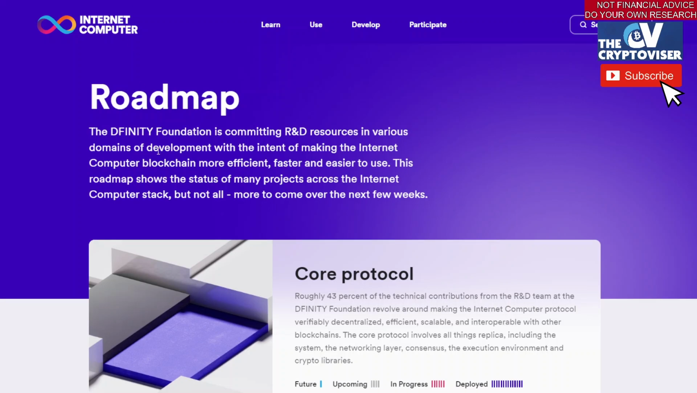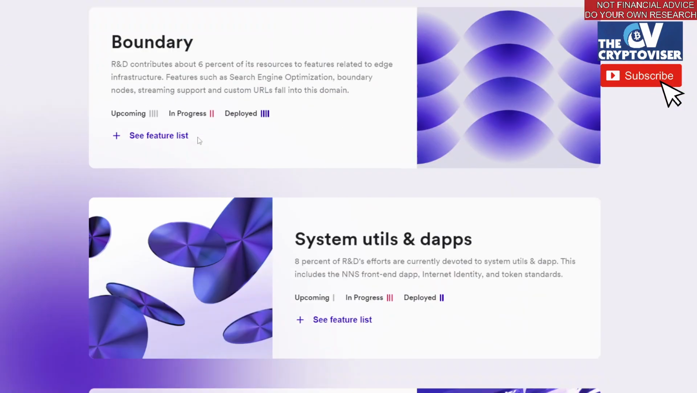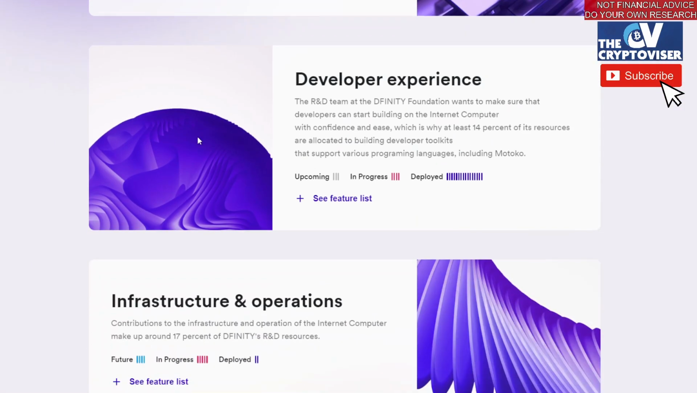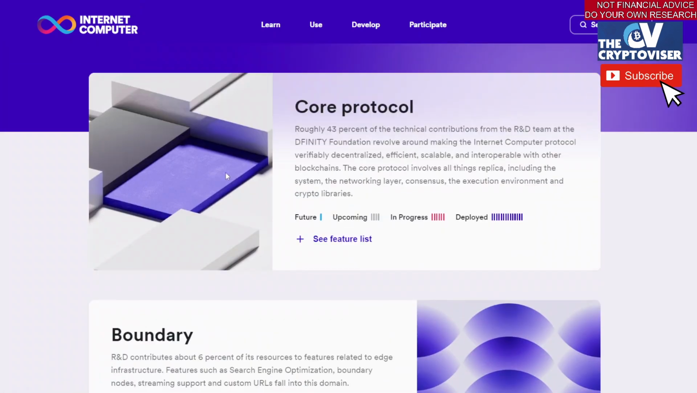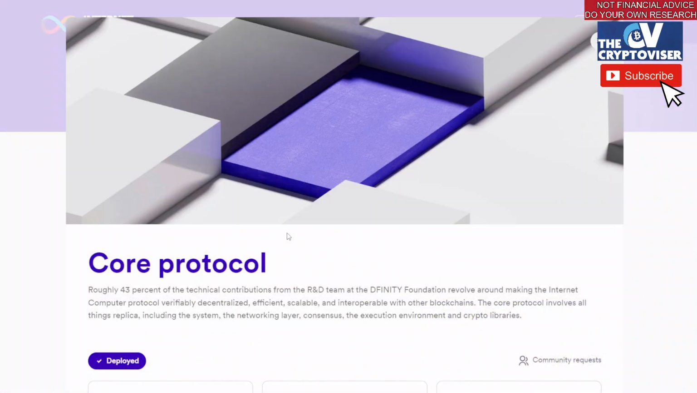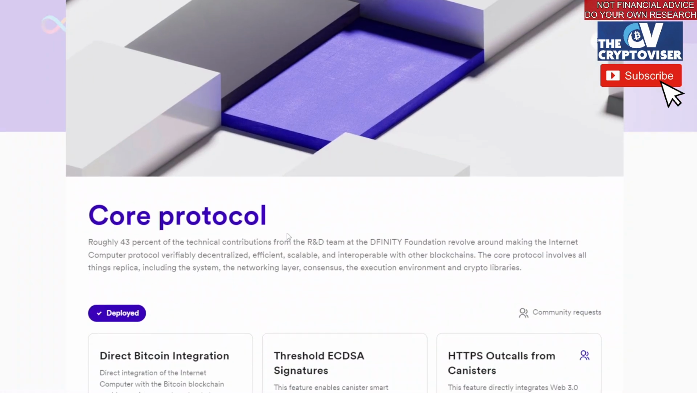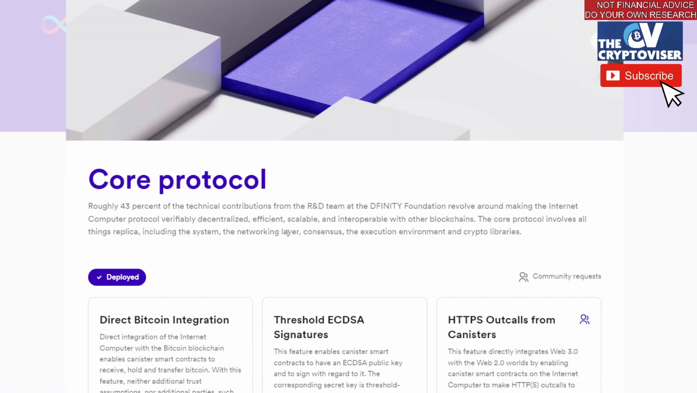And so if we look at the Dfinity roadmap, we can see that it's broken down into several different categories. The first category is core protocol. It says roughly 43% of the technical contributions from the research and development team at Dfinity Foundation revolve around making the Internet Computer verifiably decentralized, efficient, scalable, and interoperable with other blockchains. The core protocol involves all things replica, including the system, the network layer, consensus, the execution environment, and crypto libraries.